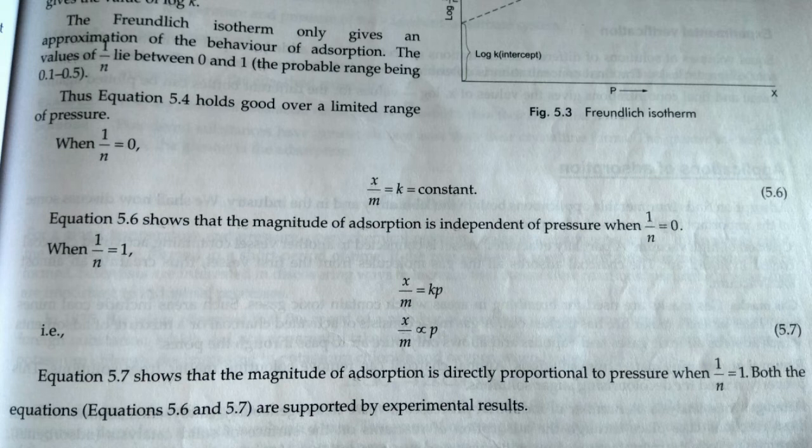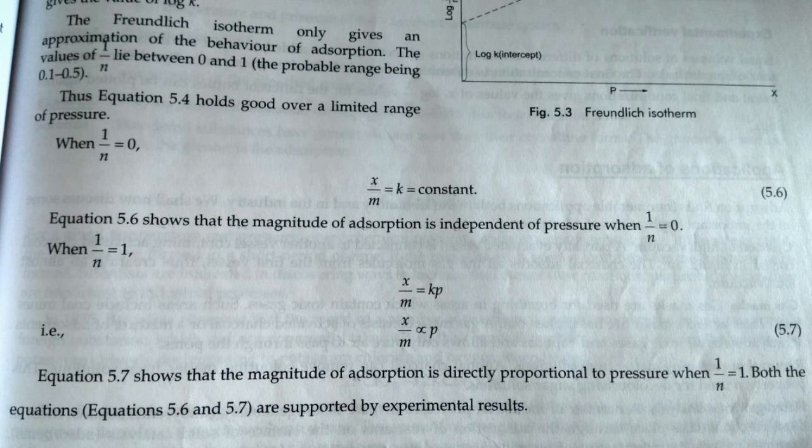Equation 5.6 shows the magnitude of the adsorption is independent of the pressure when 1 by n is equal to 0. And when 1 by n is equal to 1, it is given that x by m is equal to kp, that is x by m is proportional to p, pressure. Equation 5.7 shows the magnitude of the adsorption is directly proportional to the pressure when 1 by n is equal to 1. Both equations are supported by the experimental result. I hope it is clear about your Freundlich adsorption isotherm, dear students.